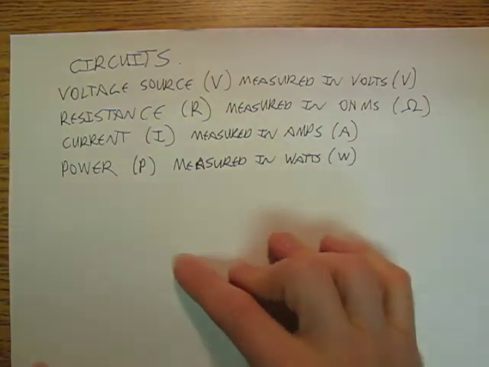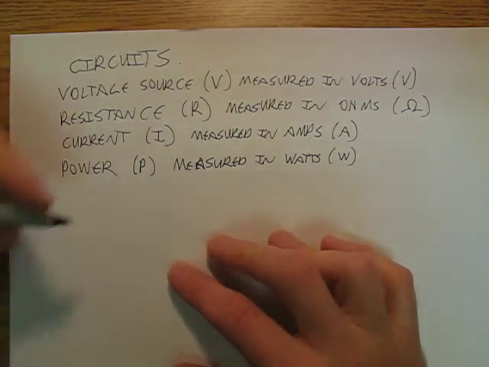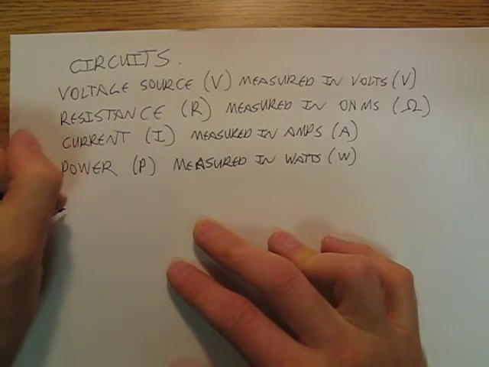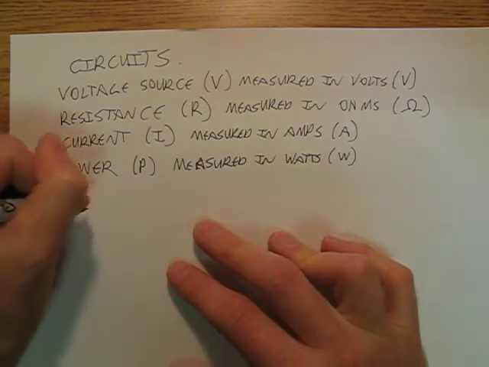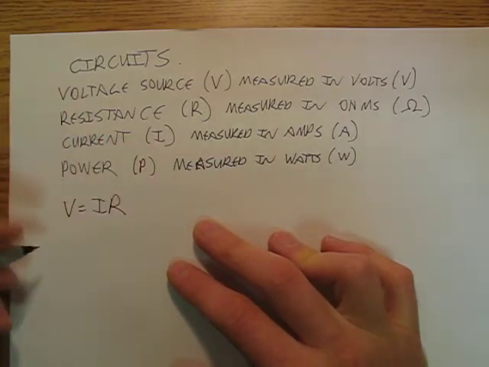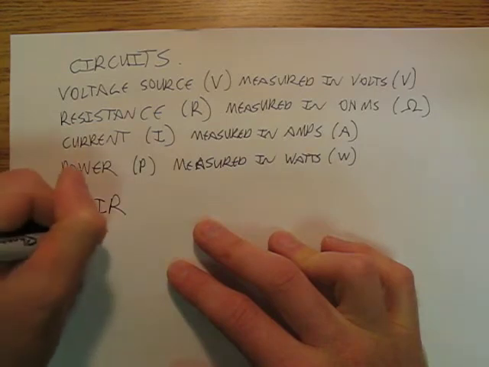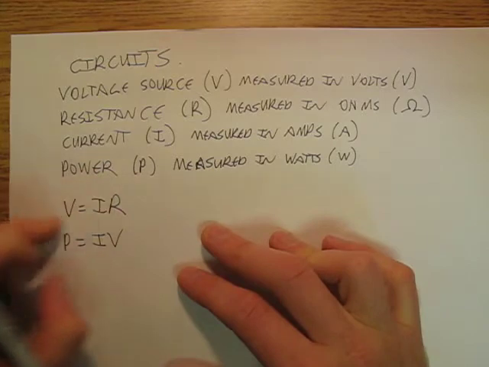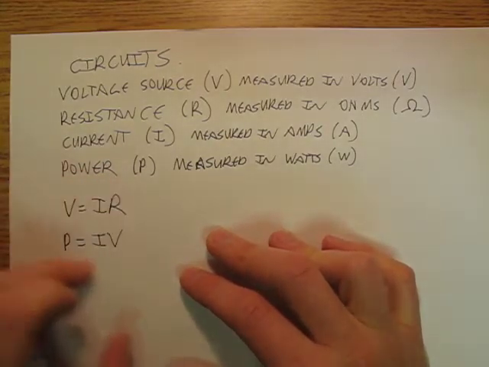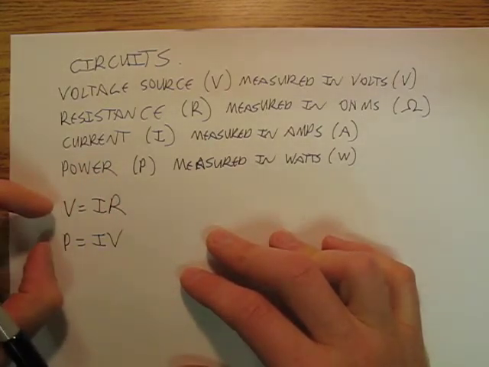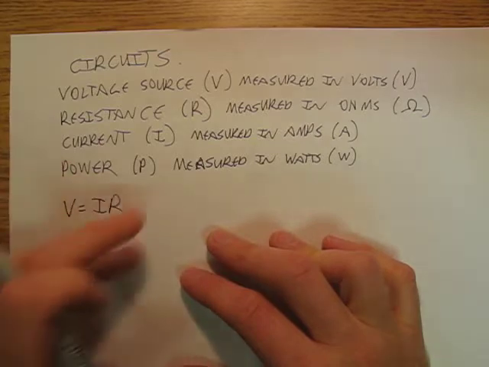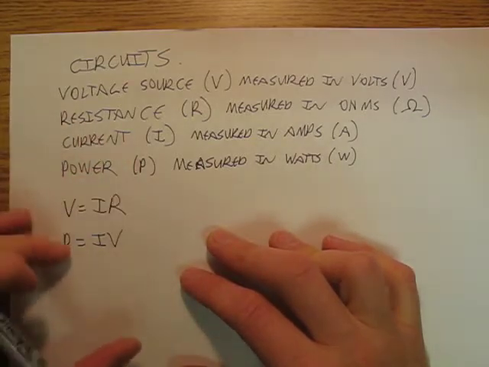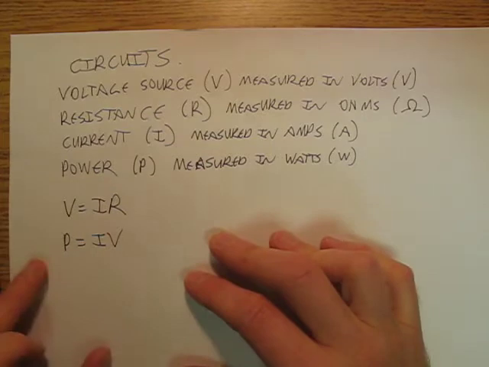So our big equations are going to be basically V equals IR and P equals IV. And we can derive a whole bunch of other equations from that, but every other equation is just some manipulation of these two, more or less.